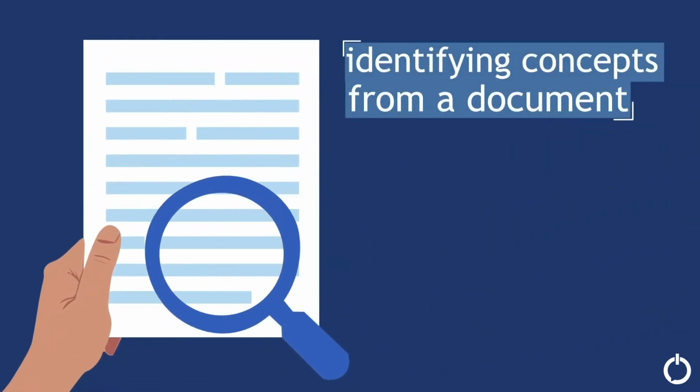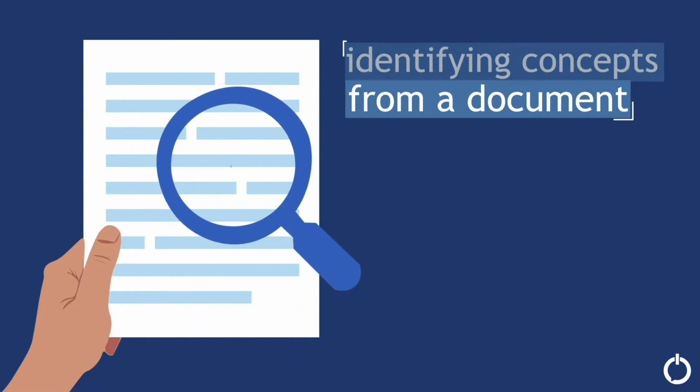Jaguar builds an ontology by identifying concepts from a document. An ontology is a way to represent the knowledge of your domain, and an easy way to build one is to extract important words from documents representing your organization's corpus.